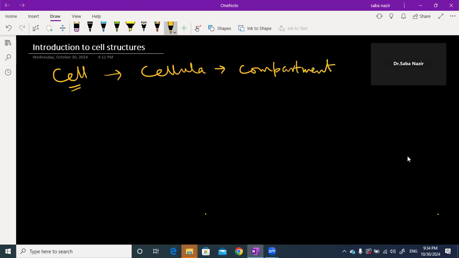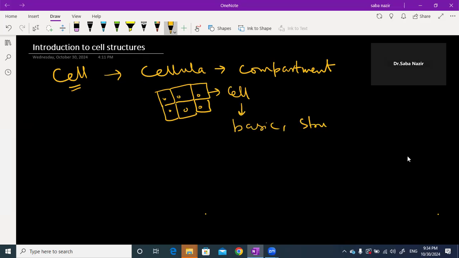If we zoom into the body of any living organism, it is made up of small subunits, smaller compartment-like structures. These smaller components are called cells. Cells are the basic structural and functional unit of any living organism.